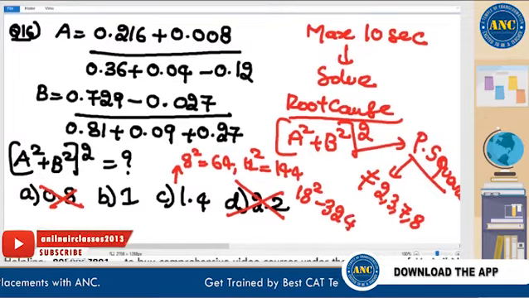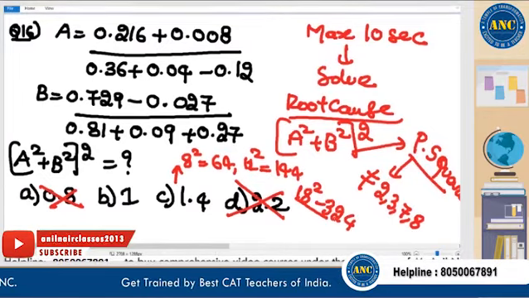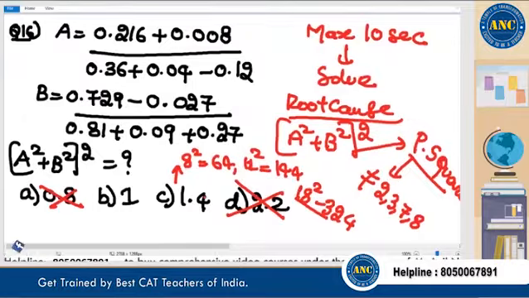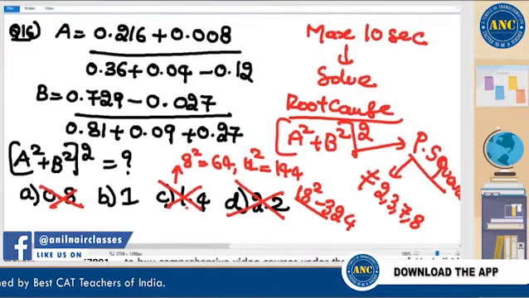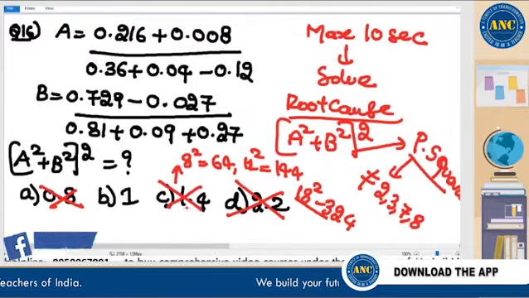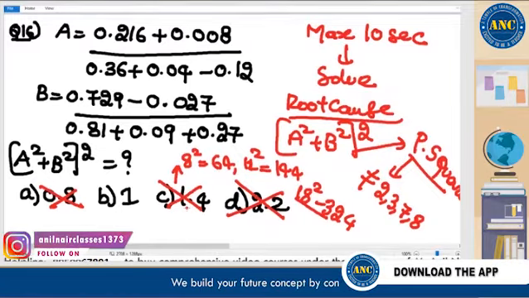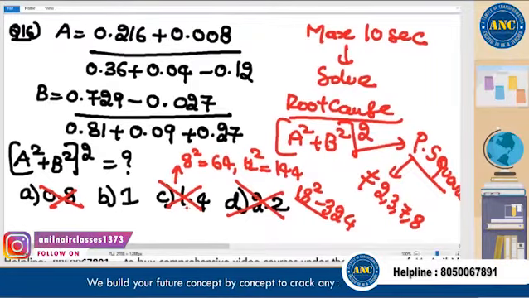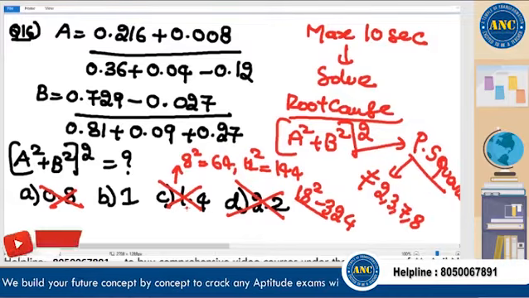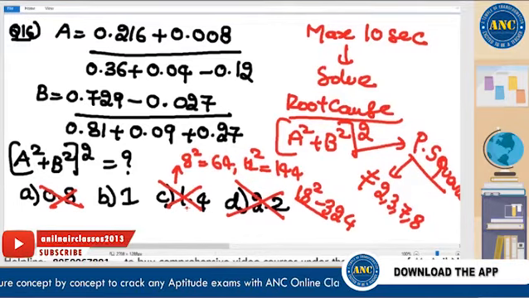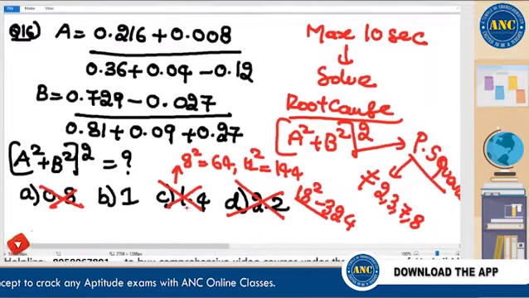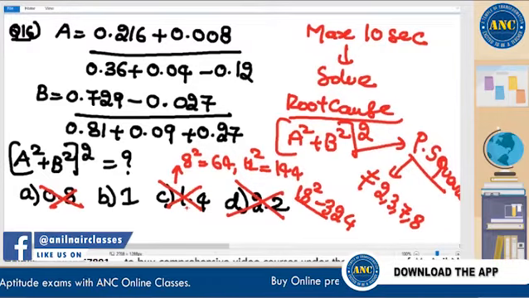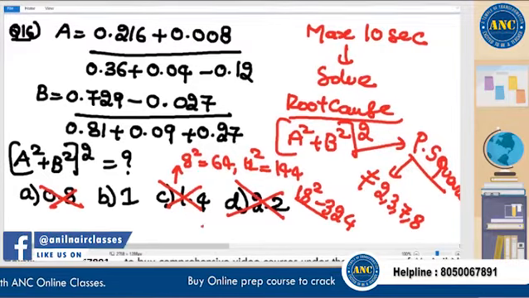A perfect square cannot end with 2, 3, 7 or 8. So 0.8 is out and 2.2 is out. A perfect square ending with 4 should have an even tens place: 8 square 64, 12 square 144, 18 square 324, 38 square 1444 and so on. I hope it is clear. The idea is clear.